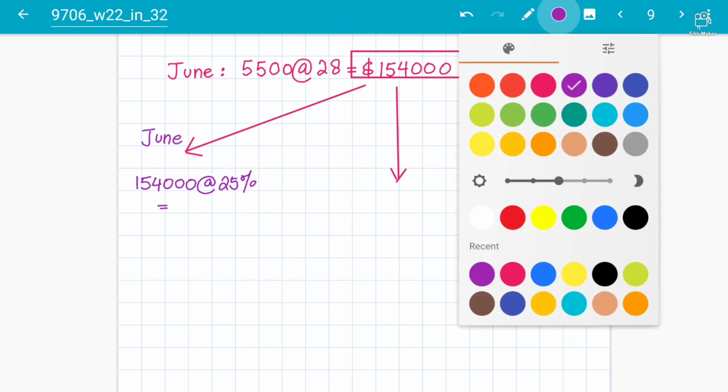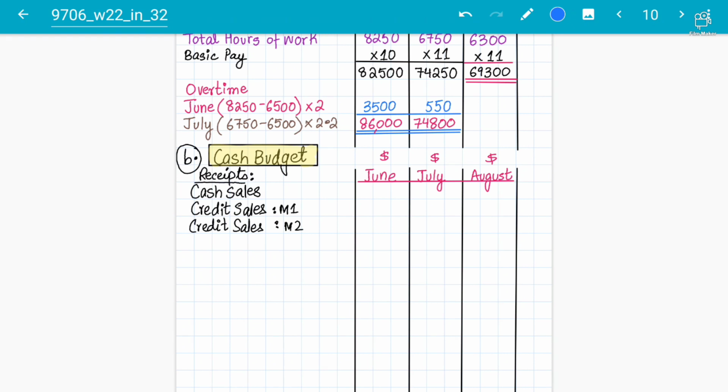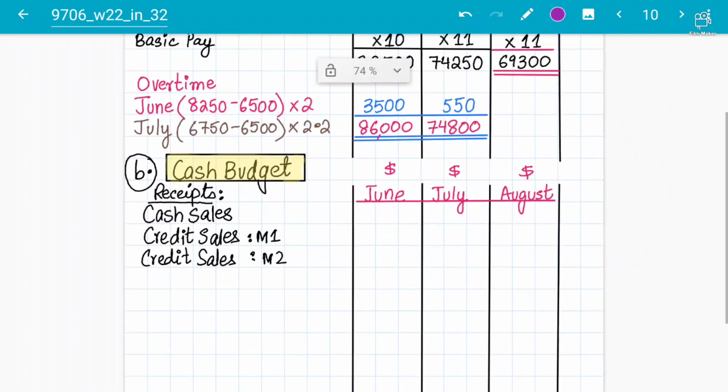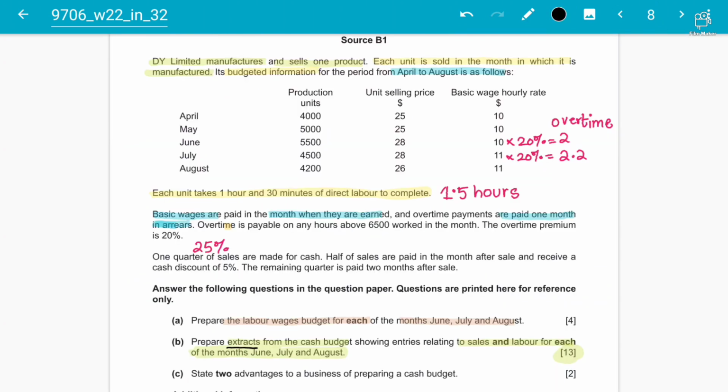So the amount is $38,500. You can directly write it here as well, sir, that this is the amount that we are going to receive in June for the June month. So that is basically $38,500 in June. Next, sir, you can talk about what is going to happen in the next month. So half of the sales, which means 50% now.